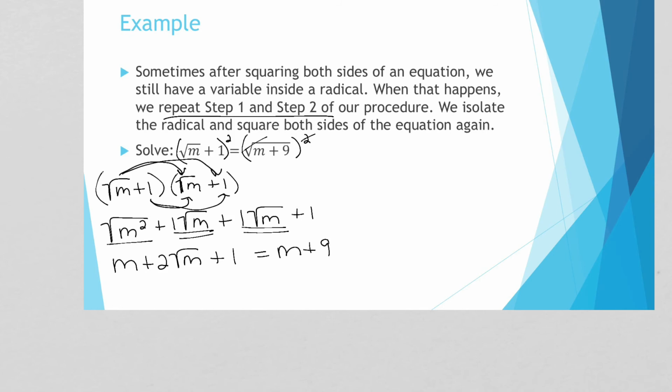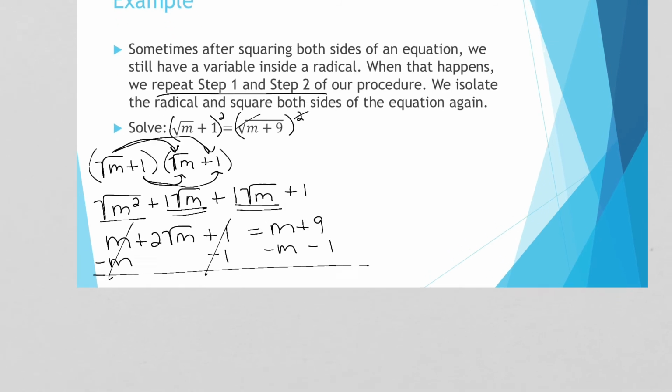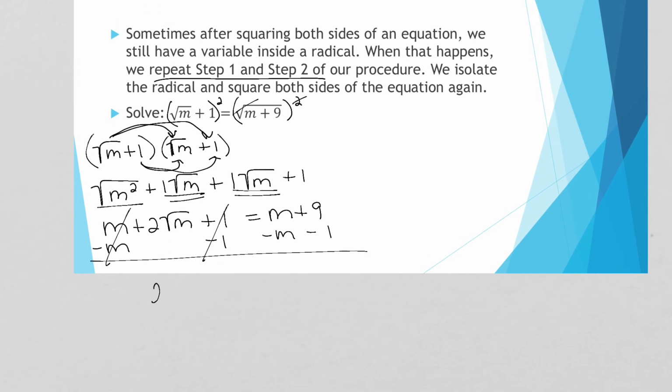Okay? Now, I'm going to isolate my radical now. So I'm going to subtract m, and I'm going to subtract 1. So subtract m, subtract 1. Okay? This goes away, this goes away. On the left side, I am left with 2 square roots of m is equal to 8. Okay, because m minus m is 0, goes away.